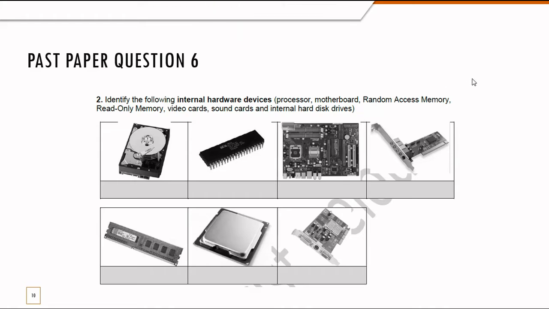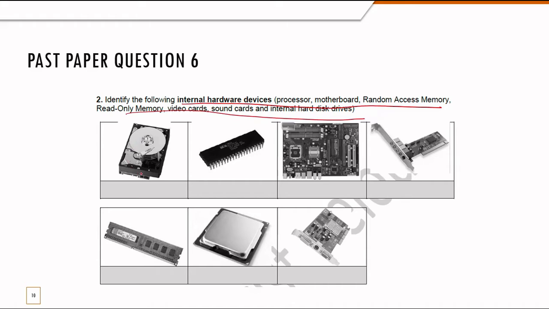In question number 6, we have to identify the following internal hardware devices. The devices are already given here. We just have to write their names under the correct picture. So you can see the names already given here. Picture identification is a very common question that comes as question 1 in your paper. So let's try to do this.